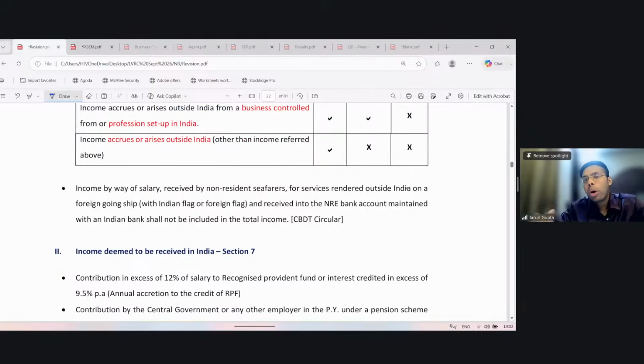A benefit is given to a non-resident seafarer who renders service in India but receives their salary in an NRE Indian bank account. Then, for the purpose of salary received in India, such salary will not be taxable if it is received in an NRE Indian bank account.